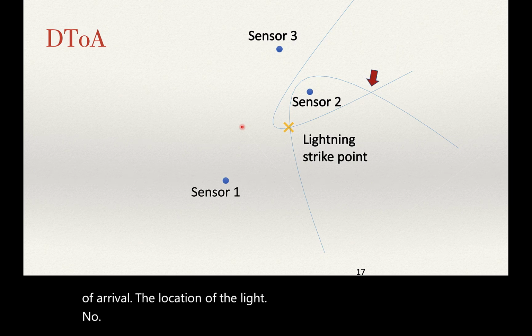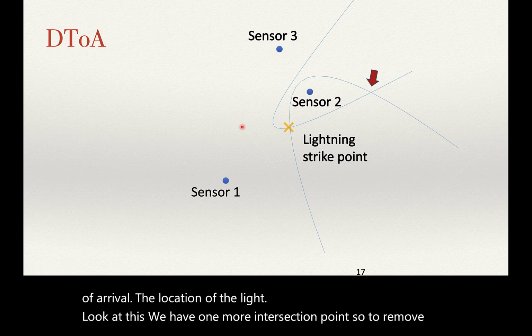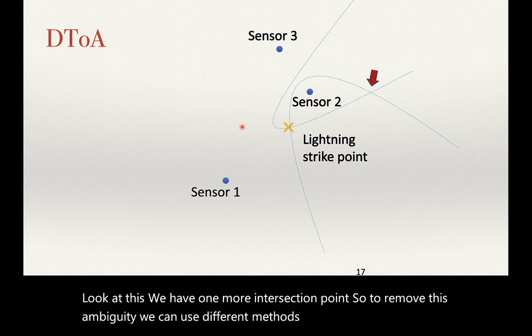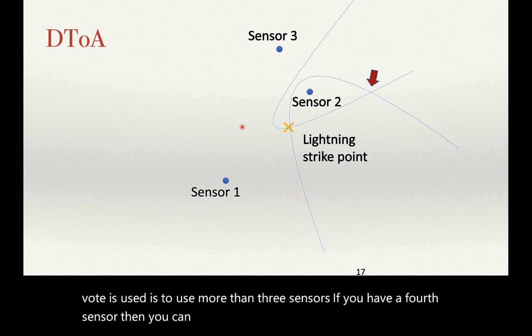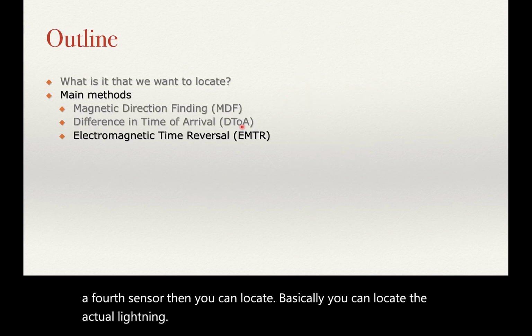Look at this. We have one more intersection point. So to remove this ambiguity, we can use different methods, and one of them, typically what is used, is to use more than 3 sensors. If you have a fourth sensor, then you can basically locate the actual lightning. Let's go to the last method.